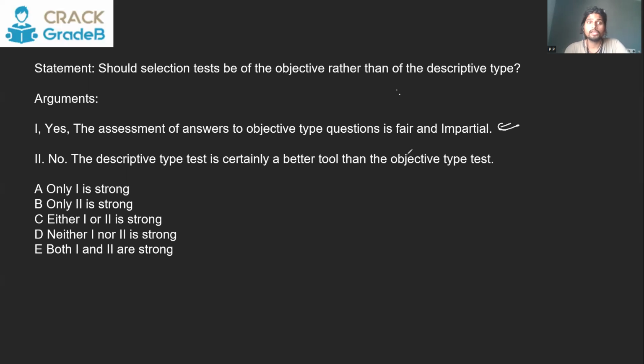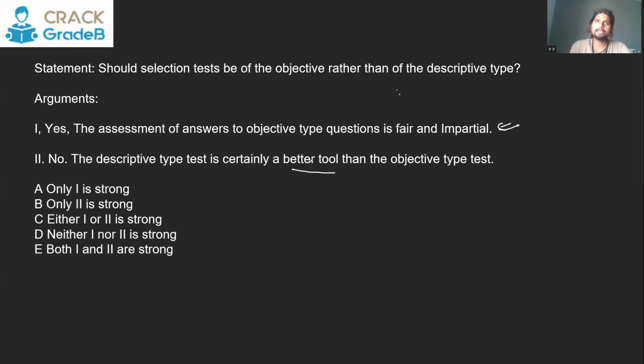Yes, it is a strong argument. The second argument says, no, the descriptive test is certainly better to know. Better tool, who decides? I mean, it's a question. It's a selection exam on a very large scale, like 1 lakh people giving the exam. So a descriptive type of paper at that scale is not at all feasible. So who is deciding this? No, descriptive type is certainly a better tool.